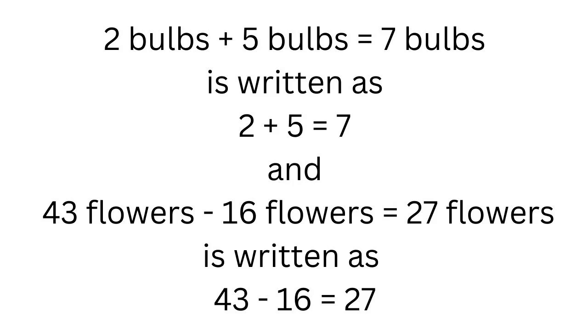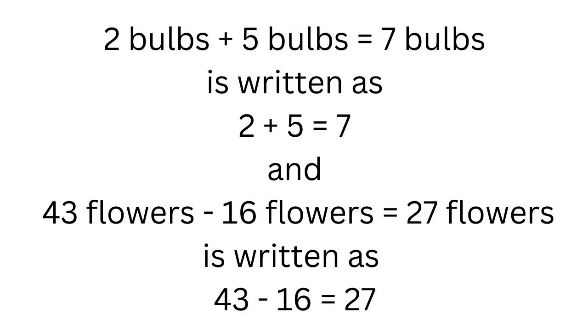43 flowers minus 16 flowers equals 27 flowers. We write 43 minus 16 equals 27. It doesn't matter what the item is, as long as we are adding the same items. This, in math, is called like terms.